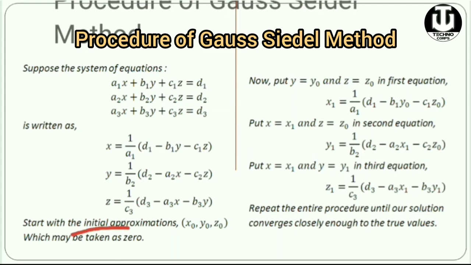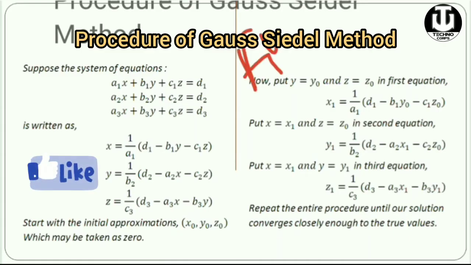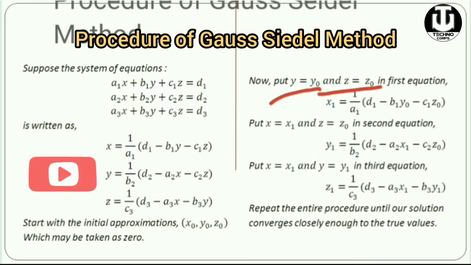You can go with any value for the initial approximation, but the thumb rule says to take the value as 0. That means take x0 = y0 = z0 = 0. Okay, you can take any value, there is no problem. Now for the first iteration, what does it say? Put the values of y0 and z0 as 0, as we have assumed. Okay, so with that you can get the value of x1, that is your first iteration value.